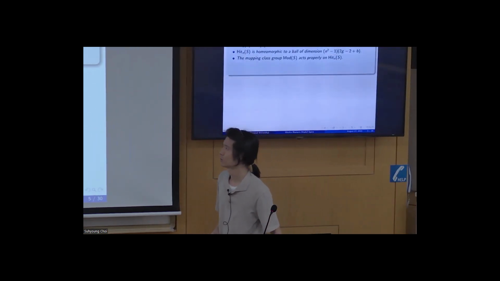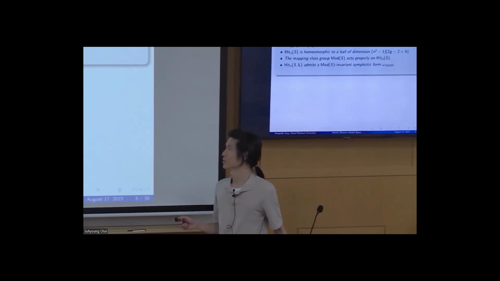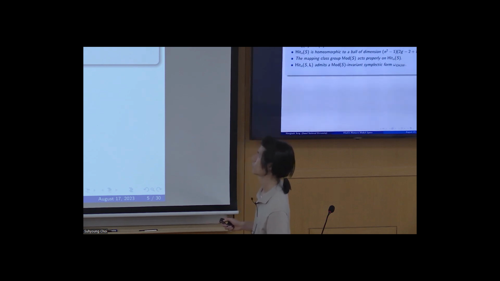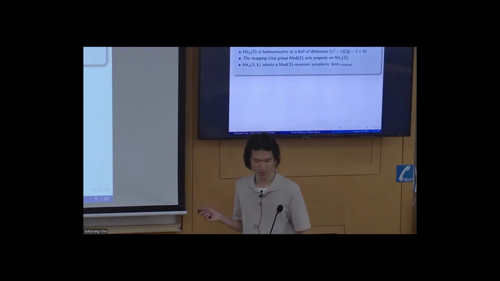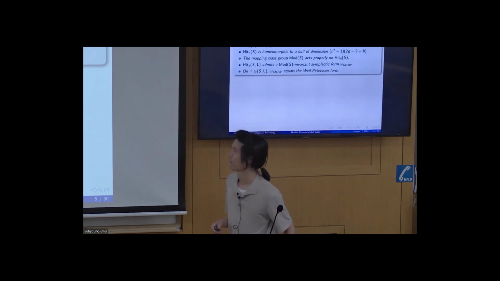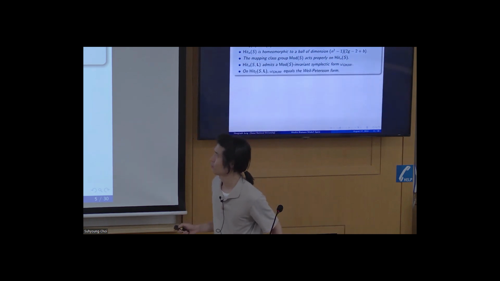The mapping class group acts on this Hitchin component properly. That's the theorem of Labourie. And when you fix the boundary data, this relative Hitchin component always admits a mapping class group invariant symplectic form. That's done by Goldman, Guruprasad, Huebschmann, Jeffrey, and Weinstein, so I put their name initials there. And of course, if you restrict this form to the Teichmüller space, then this form is identical to the well-known Weil-Petersson form.